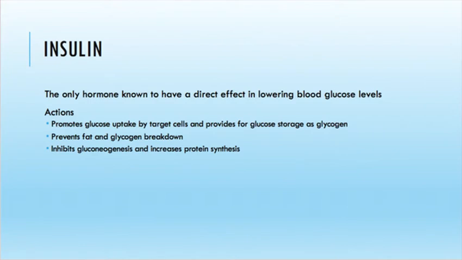Insulin is the only hormone known to have a direct effect in lowering blood glucose levels. The other hormones just have an indirect effect. And their actions are going to be to promote glucose uptake by target cells and provide for the glucose storage. Remember, that's stored as glycogen. They also prevent fat and glycogen breakdown and inhibit gluconeogenesis and increase protein synthesis.